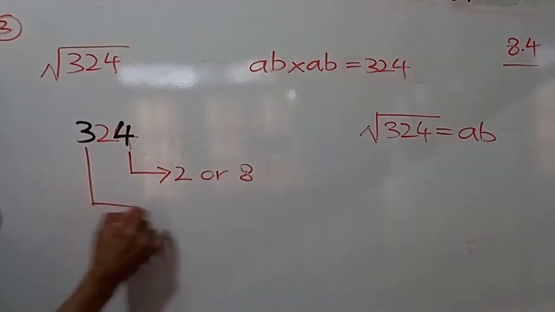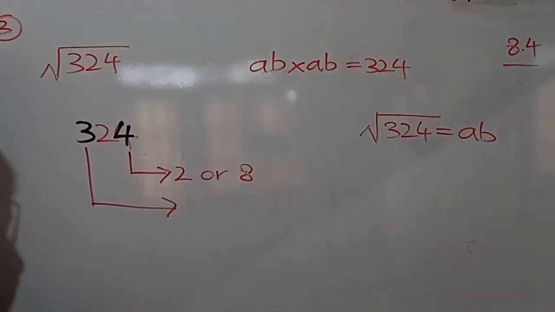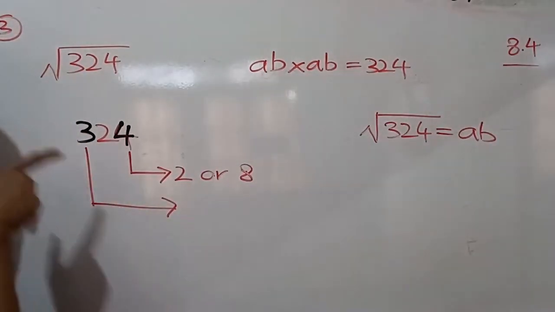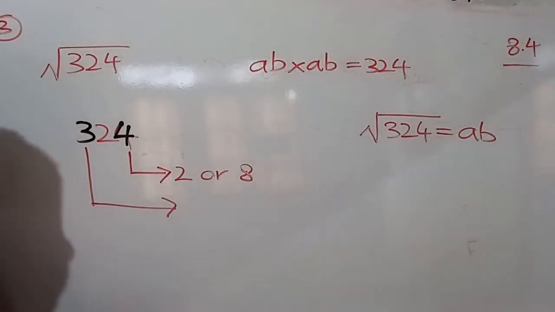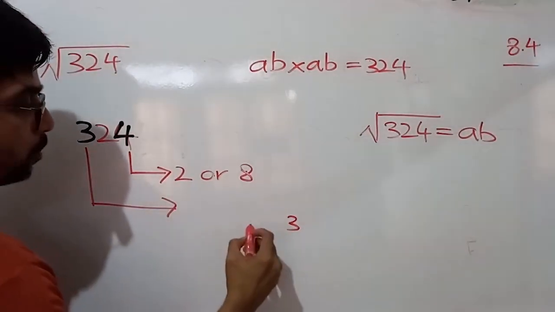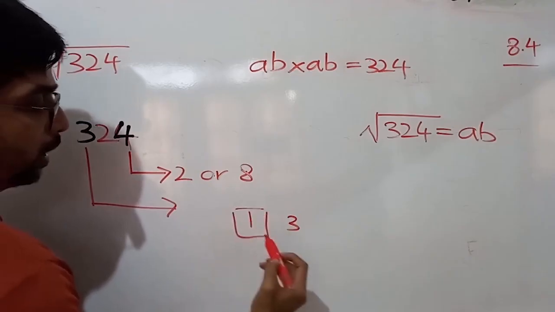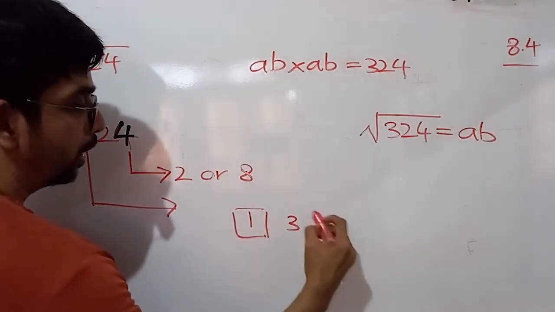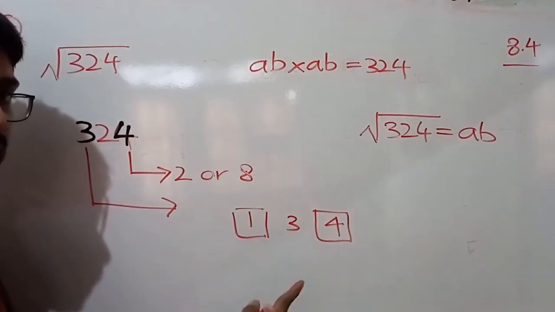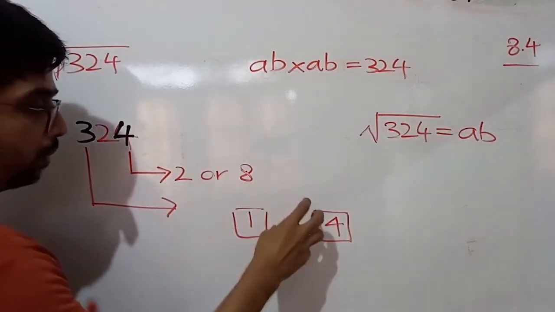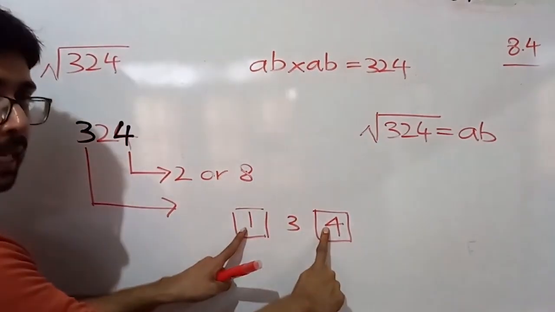Now we come to here. So we have to find the square root of this number, but we know the number 3 is not a perfect square. So what do we do? The number 3 lies between where? Number 1 and number 4. These two numbers are perfect squares. So this digit 3 lies between these two perfect squares.